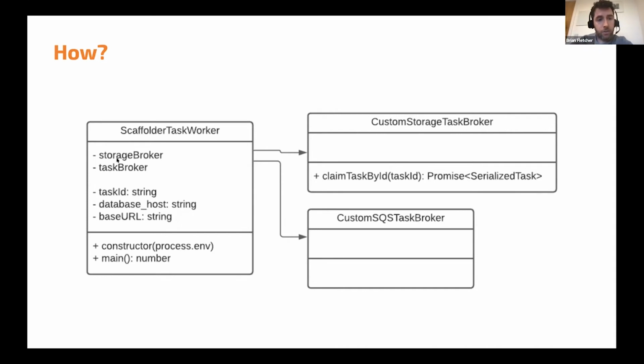And then it has a reference to the storage broker and the task broker. So these are the custom implementations that we've provided. It claims a specific task by ID, and then it has the task broker so that it can write the state back. And basically a main function to actually run the thing. So when it starts up, it attempts to retrieve the task ID, claims the task, and then executes the task, and then writes the state back to the database.